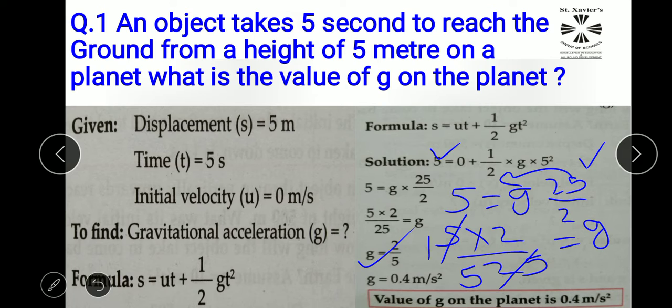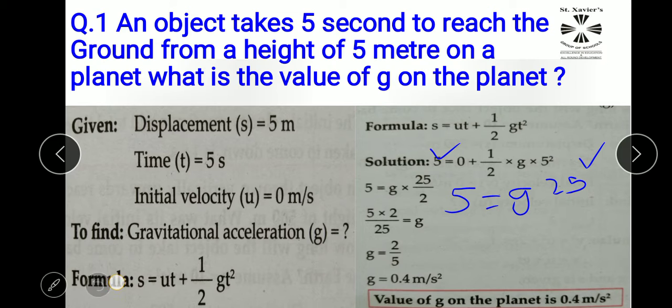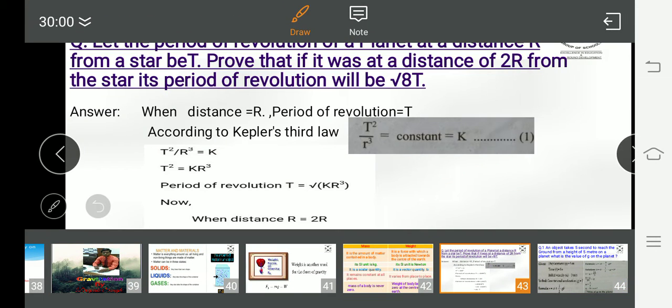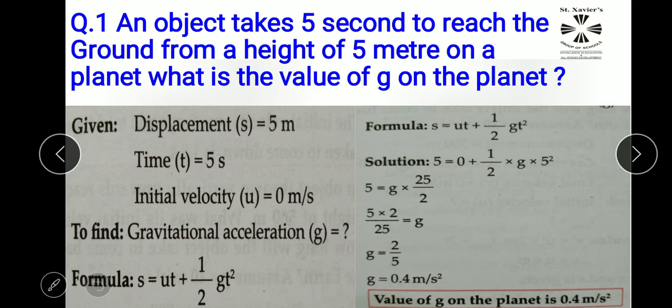Now when you divide 2 upon 5, you will get 0.4, students. When you divide 2 by 5, you get 0.4, and this is the value of g on the planet. It will be 0.4 meter per second square.